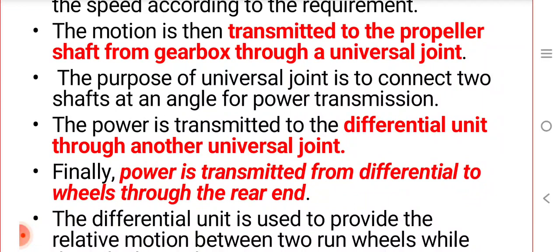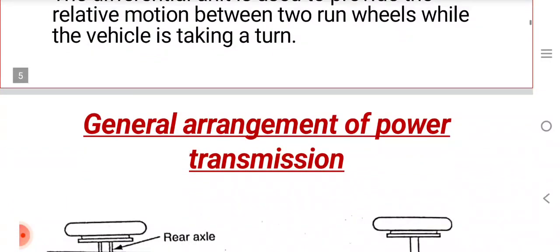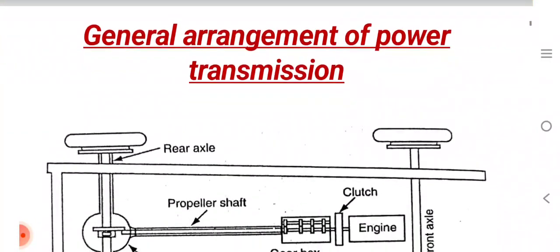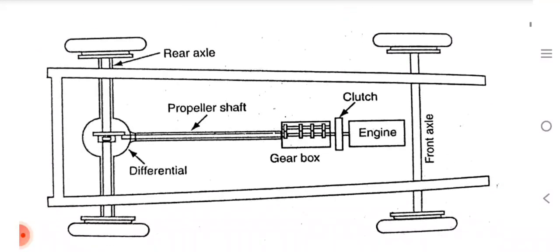The power is transmitted to the differential unit through another universal joint. Finally, the power is transmitted from the differential to the wheels through the rear axle. The differential unit is used to provide relative motion between the two rear wheels while the vehicle is taking a turn. General arrangement of power transmission. This is a diagram of the power transmission system.